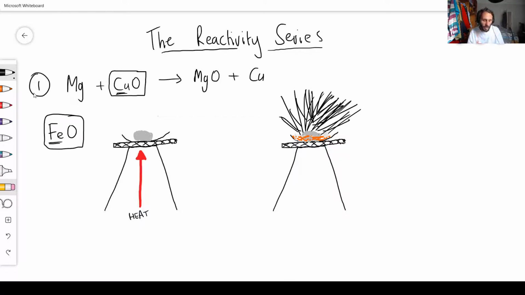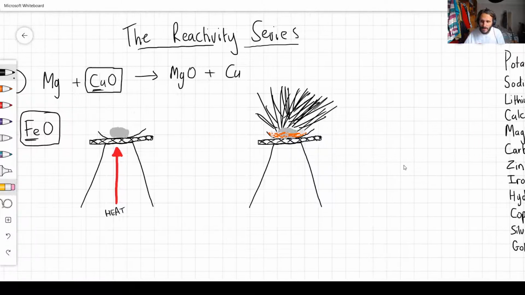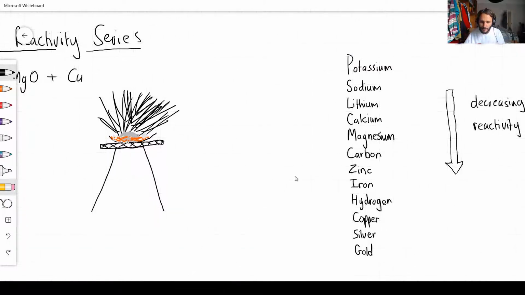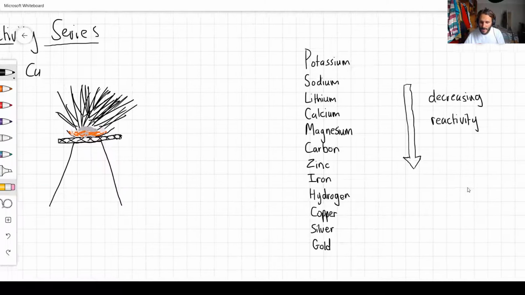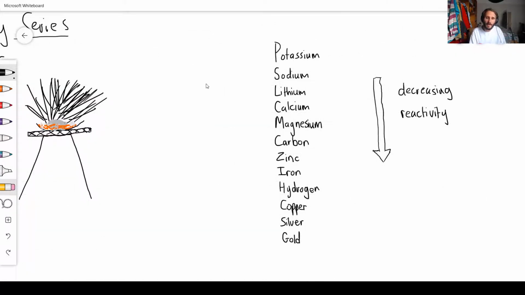But the knowledge and the theory behind displacement reactions comes from the Reactivity Series. The Reactivity Series is basically a whole bunch of elements in a list, from top to bottom, of decreasing reactivity. What does that mean? It means that if an element is above another element, it will cause a displacement reaction. If it is below that element, there will not be a reaction.